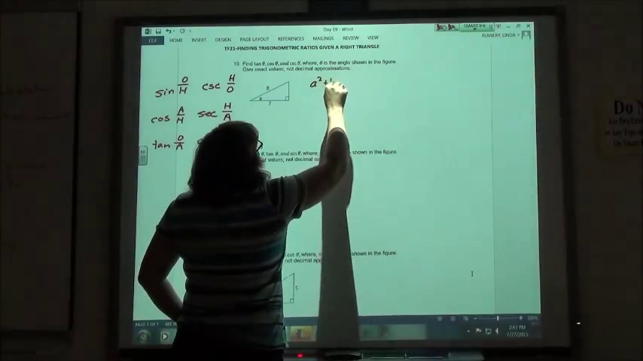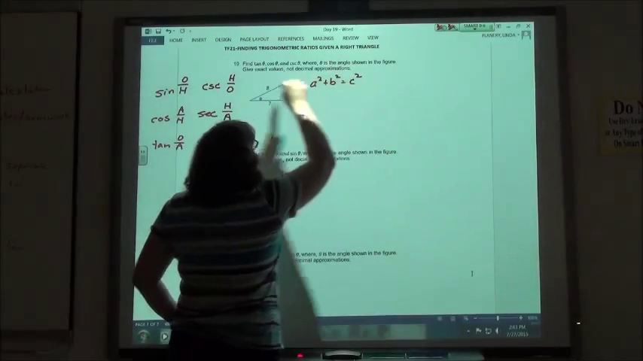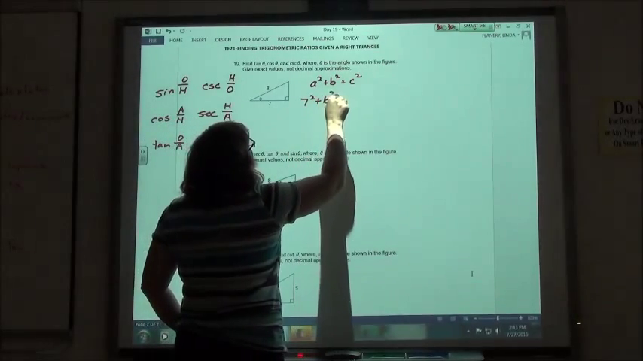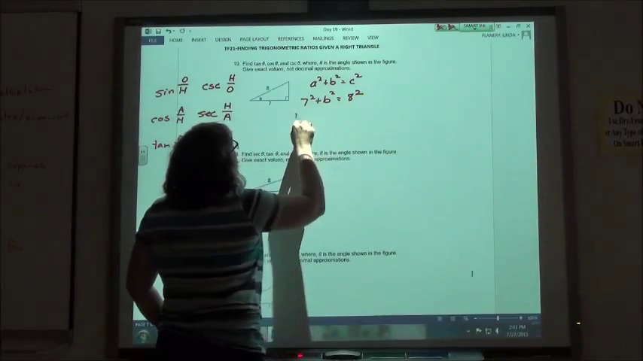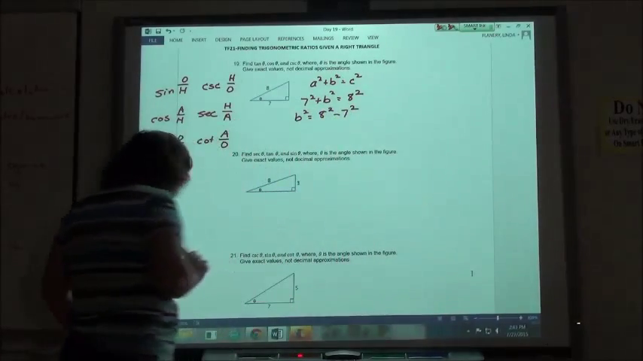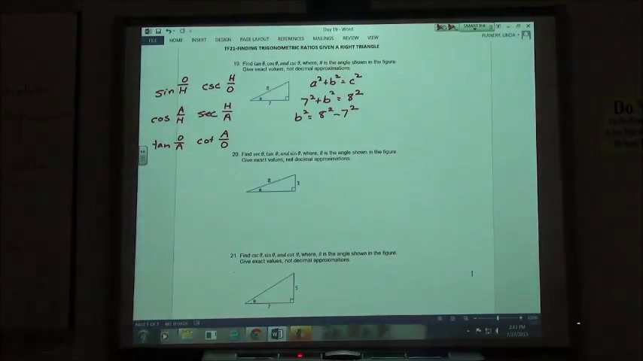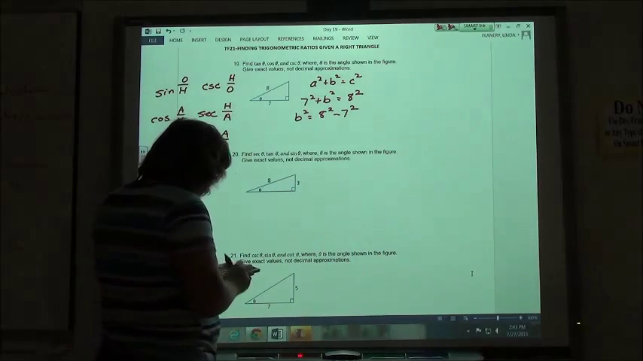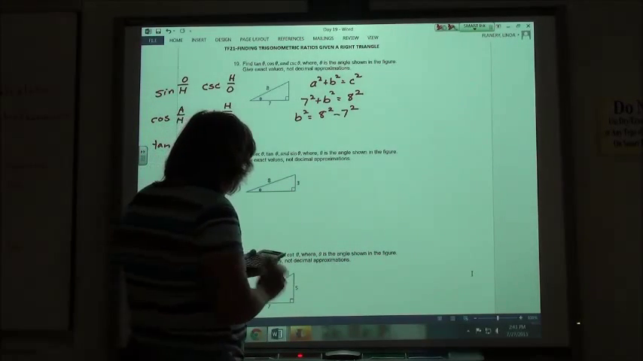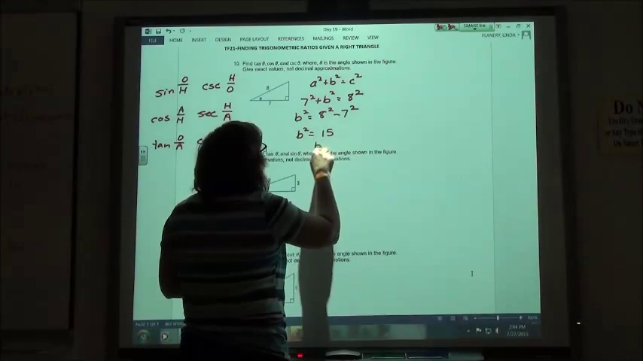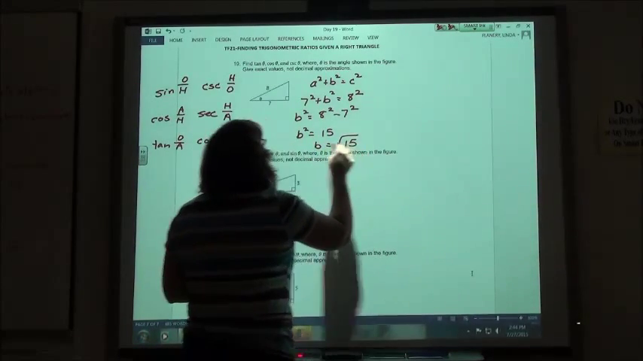A squared plus b squared equals c squared. C is always a hypotenuse. So 7 squared plus b squared equals 8 squared. B squared then is going to be 8 squared minus 7 squared. I always am hiding my calculator. So 8 squared minus 7 squared is 15. B squared equals 15, so b is the square root of 15.